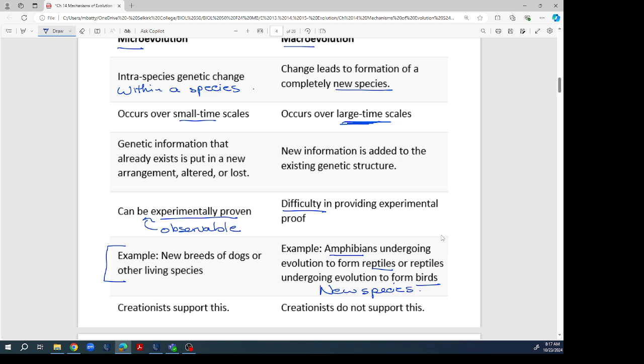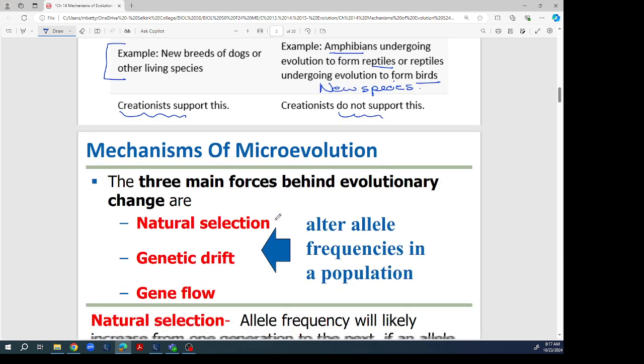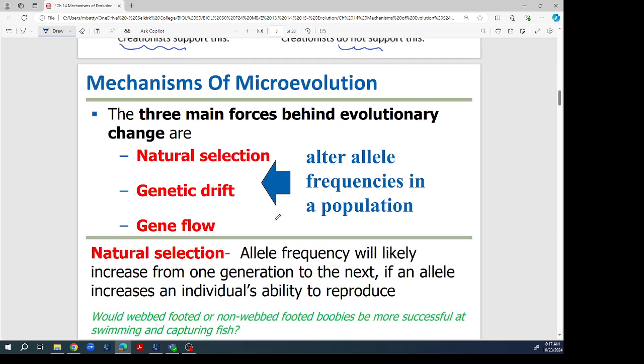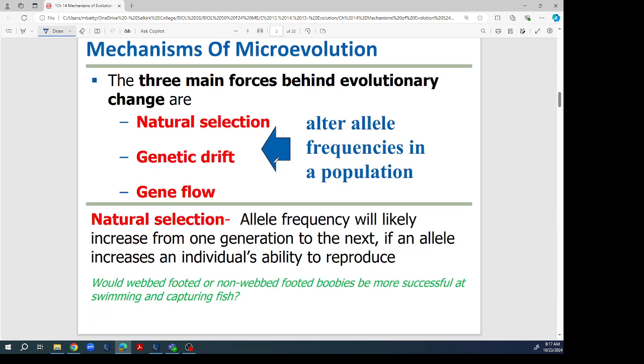And the idea here is that this is pretty widely supported, but this is difficult to support for some folks who have alternative ideas of how the world works. So that's microevolution and macroevolution, and we're going to focus in on microevolution first and then on macroevolution. So there's three main forces, your textbook says, behind evolutionary change. Natural selection, which we've already talked about, and then we've also got two other mechanisms that we're going to explain in the next few slides.